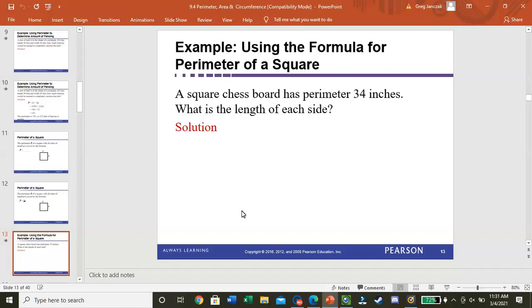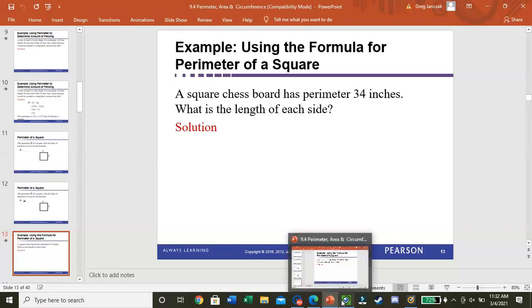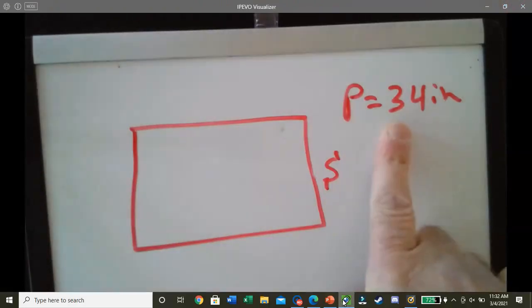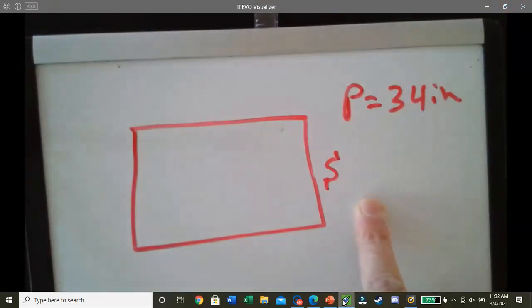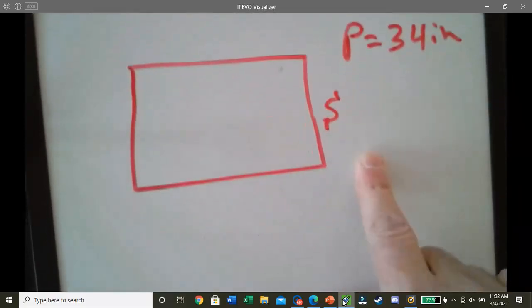So here's our chessboard, and we're saying it's 34 inches. But no, I'm wrong here. This is the perimeter. Perimeter is 34 inches, but we want the length of each side. So here we're given the perimeter and we want to find the side. In the past we were given the sides and we had to find the perimeter.